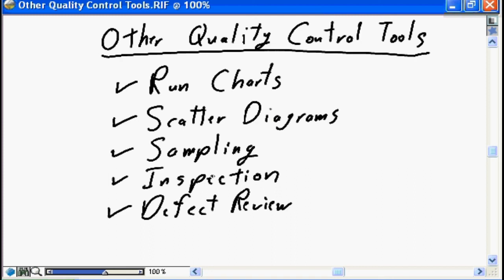The ones that we've discussed in more detail are the more common ones, the more common approaches you would use on your projects, and the type of questions that you will more commonly see on your PMP prep. But be aware that run charts, scatter diagrams, sampling, inspections, and defect reviews are other quality control tools that may be appropriate for your project and may appear on the PMP exam.